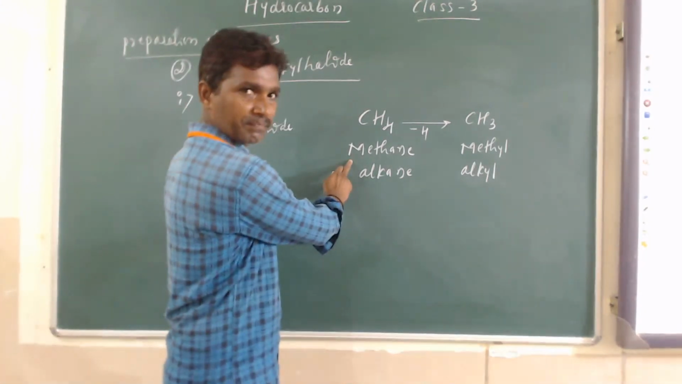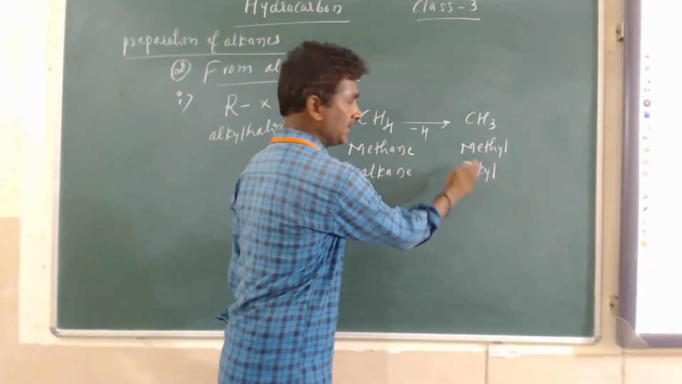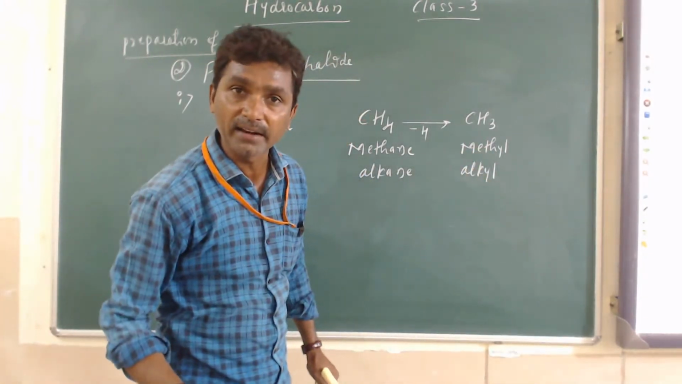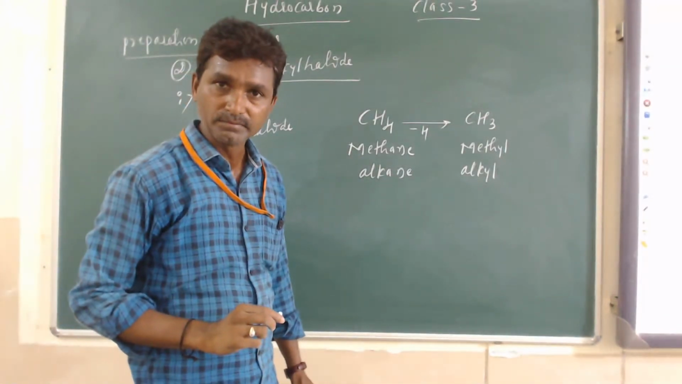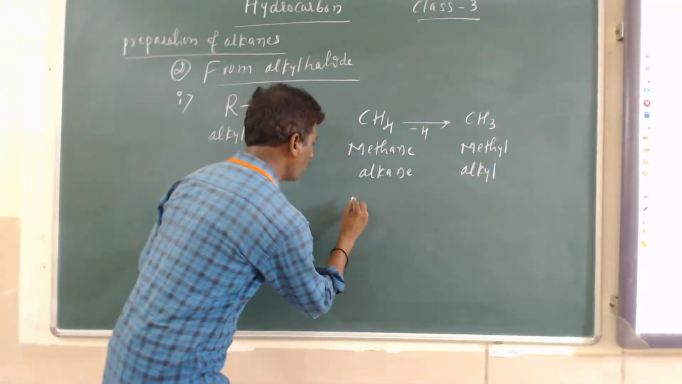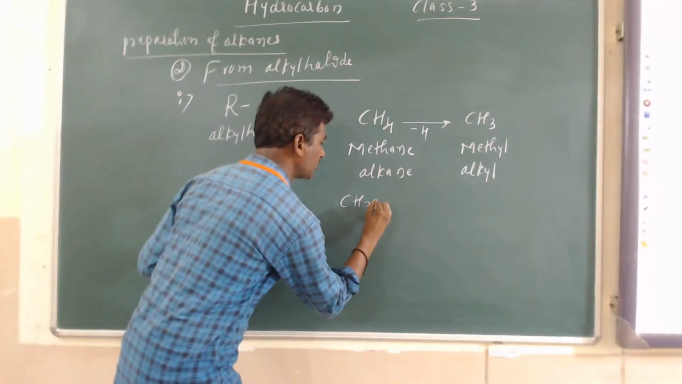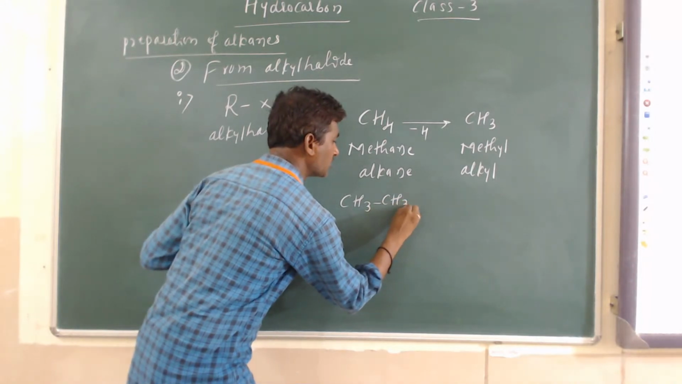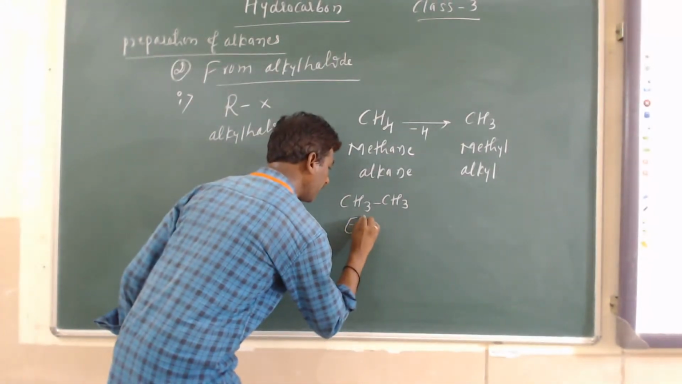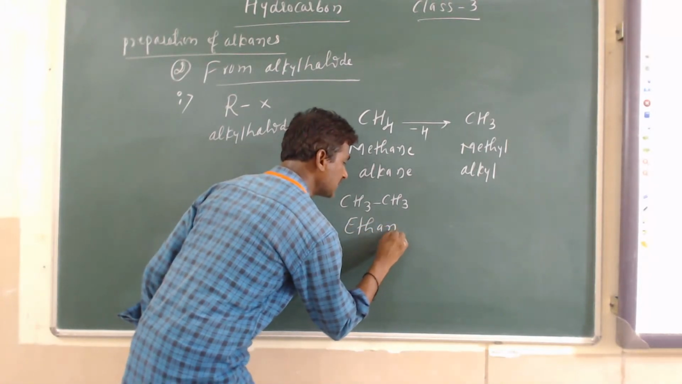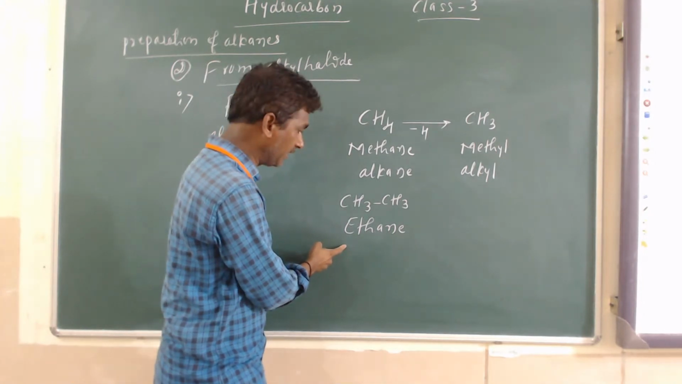So methane CH4, CH3 methyl. This methyl is called alkyl. And methane is called alkane. Next example. Now you know C2H6. Correct or not? This C2H6 is called ethane.